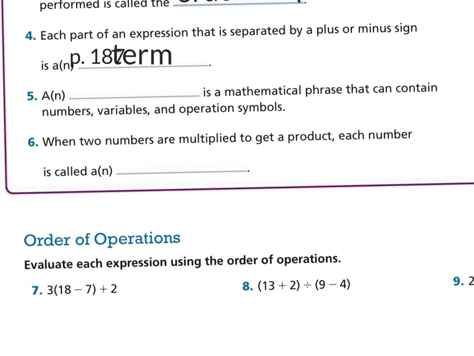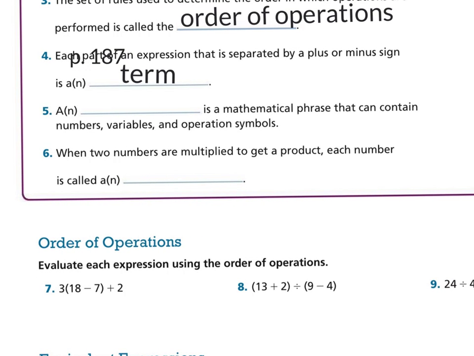Number 5, a or an blank is a mathematical phrase that can contain numbers, variables, and operation symbols. And that would be an expression. Remember the difference, expression versus an equation. An expression doesn't have an equal sign, an equation does have an equal sign. Equation, equal sign. Number 6, when 2 numbers are multiplied to get a product, each number is called a or an. And that would be a factor. Numbers multiplied together are called factors.